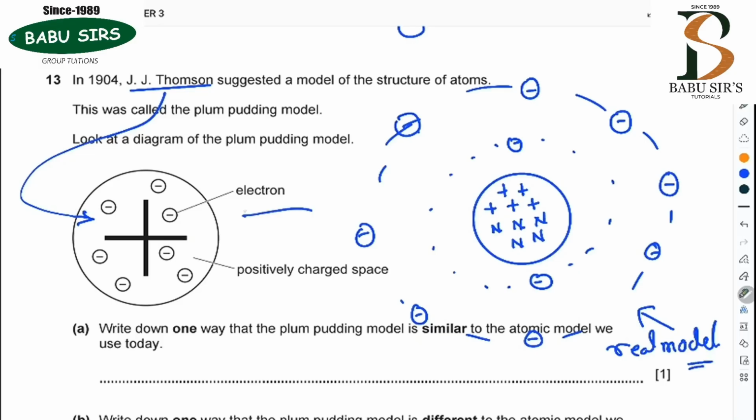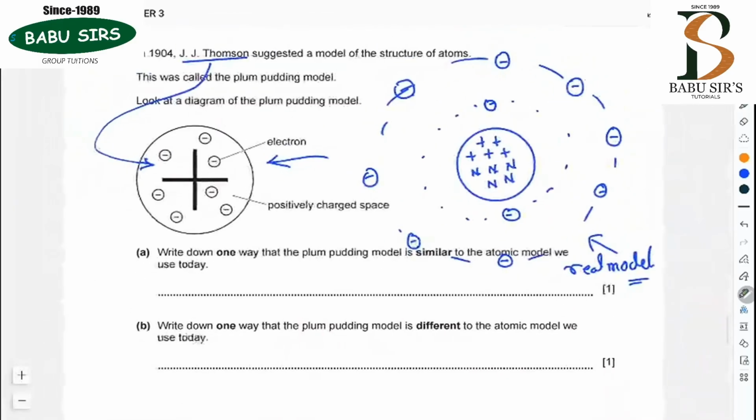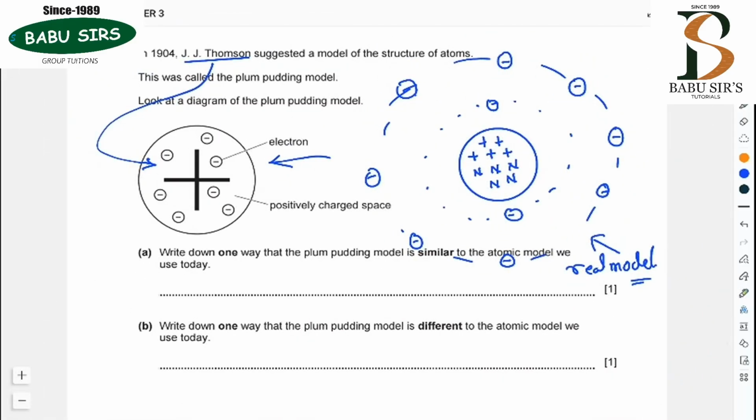And this one is what J.J. Thomson suggested, because there were no proper channels to find the actual structure. So when the actual structure was found, this was called the nucleus. And the nucleus consists of protons and neutrons. And these electrons were rotating outside. Now, seeing both of these, I'll try to mark in orange, this one and this one.